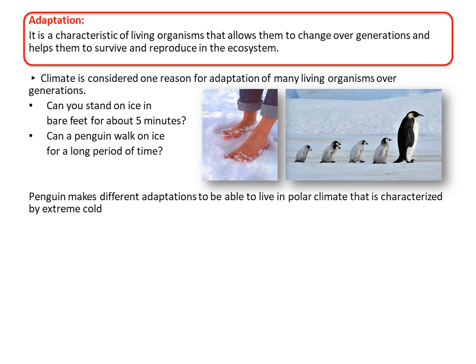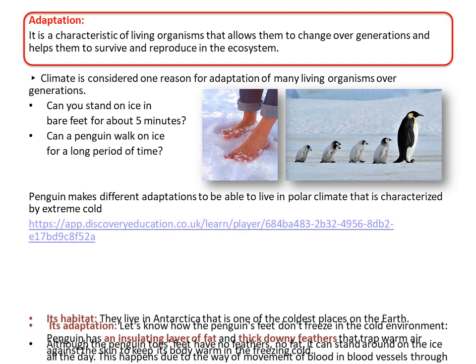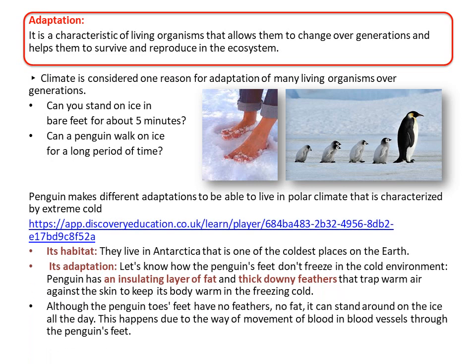Penguins make different adaptations to be able to live in the polar climate that is characterized by extreme cold. The habitat of penguins is Antarctica, as we said before, and it is one of the coldest places on Earth. The first adaptation penguins make is that they have an insulating layer of fat and thick downy feathers that trap warm air against the skin to keep the body warm in the freezing cold.